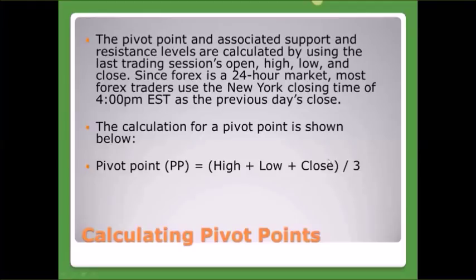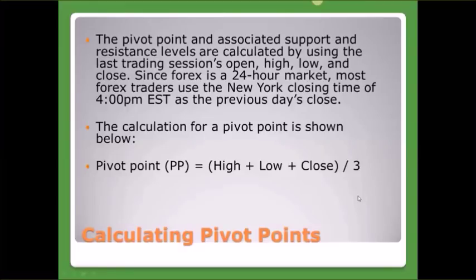And they add that up, sum that up, and divide it by 3. So they're taking an average to calculate the daily pivot: the high of the day, the low of the day, and the closing price, divided by 3. So that's how your daily pivot is calculated.